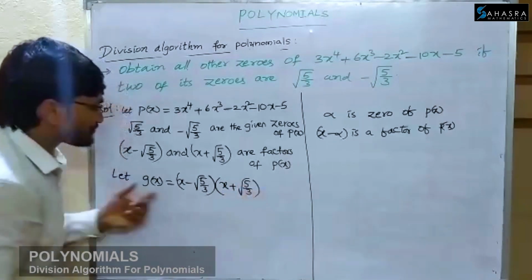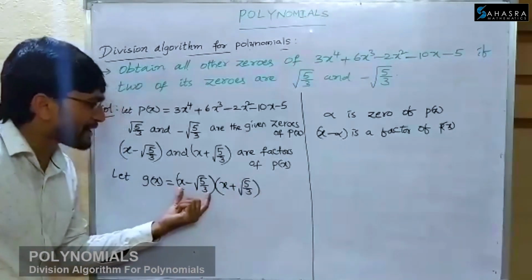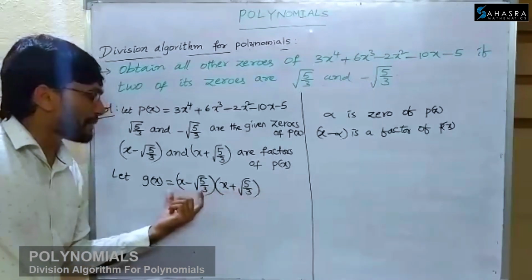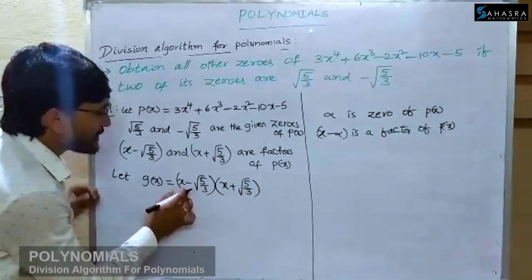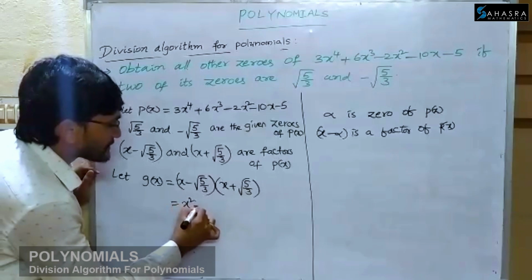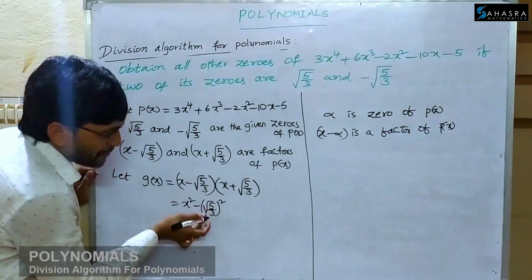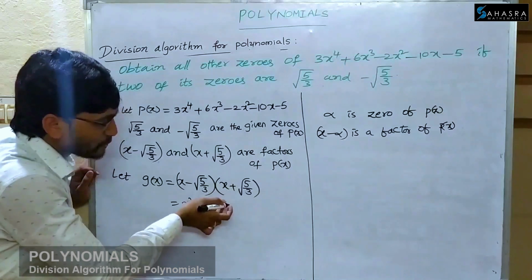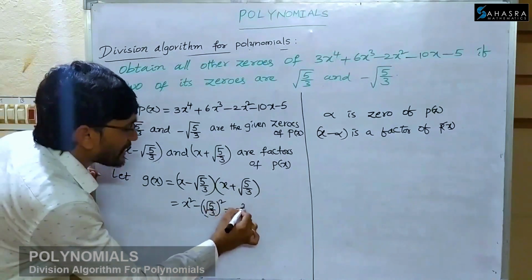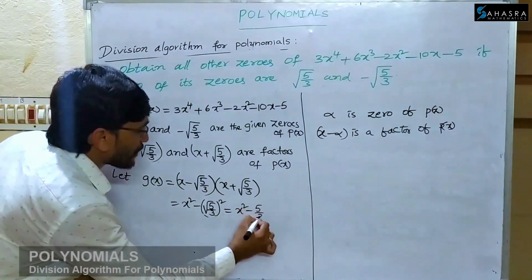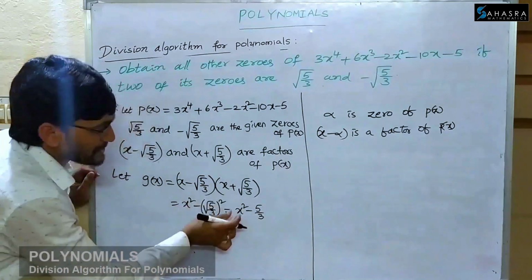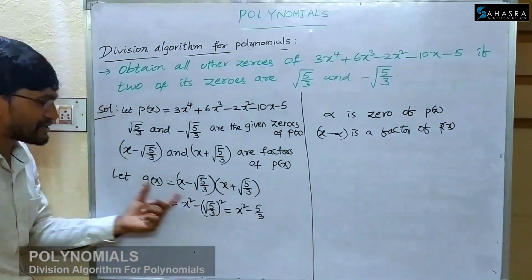If you observe, it is in the form of a minus b into a plus b. The formula is a square minus b square, so x square minus root of 5 by 3 whole square. The root, if we remove it, becomes whole power 1 by 2, and the 2s get cancelled. Then simply we get x square minus 5 by 3. Root and square get cancelled: x square minus 5 by 3. This is g of x.